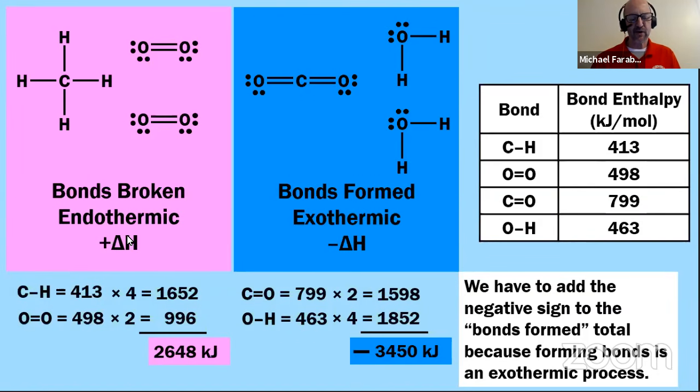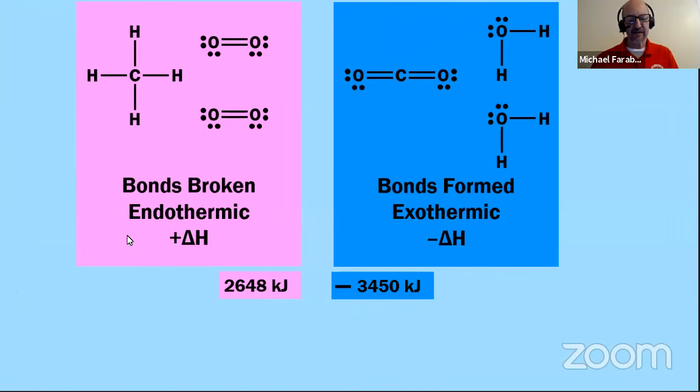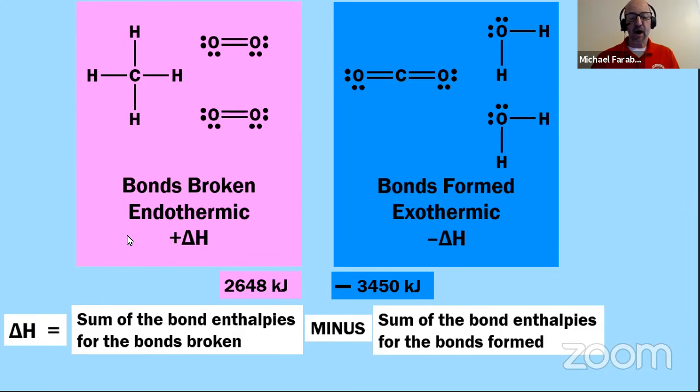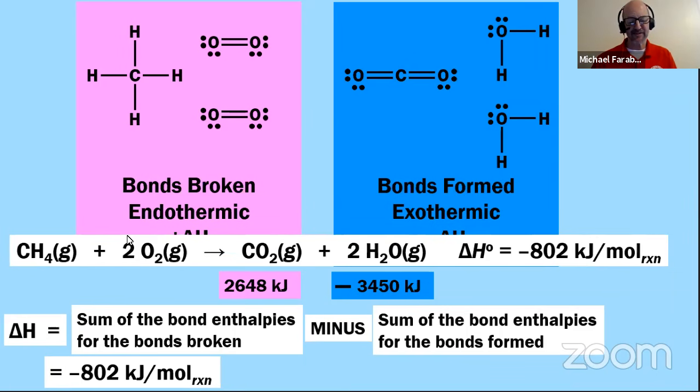So 2,648 minus 3,450, that's the math that I am doing. So effectively the delta H is going to equal the total sum of the bond enthalpies for the bonds that are broken minus the sum of the bond enthalpies for the bonds that are formed. Now, if you do this math, 2,648 minus 3,450, you should get, hey, look at that, negative 802. That was the number we already had earlier. So negative 802 is a good estimate of the delta H for the combustion of methane.